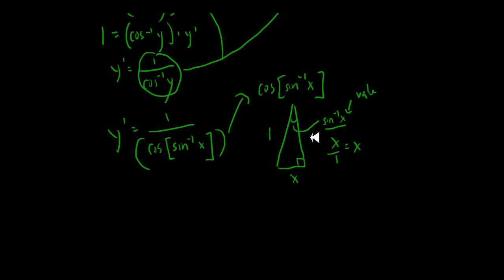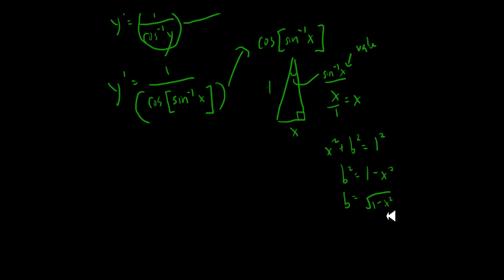Now we use Pythagoras, and we can figure out that x squared plus b squared equals 1, because the square root of 1 is 1, but we'll just make it clear and put a square root sign. Now we have b squared equals 1 minus x squared, and square root it. So b equals the square root of 1 minus x squared.